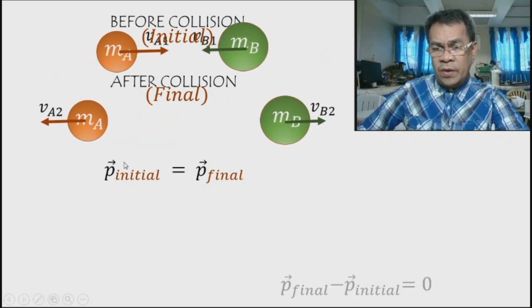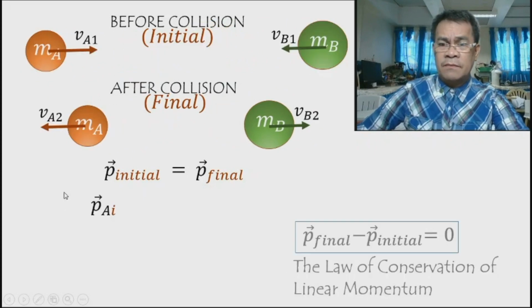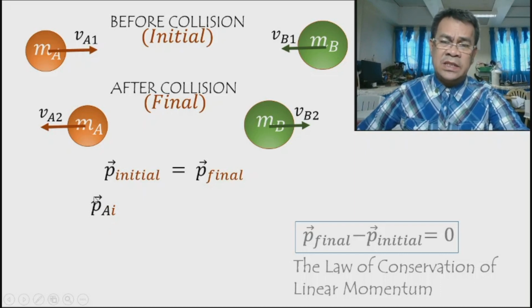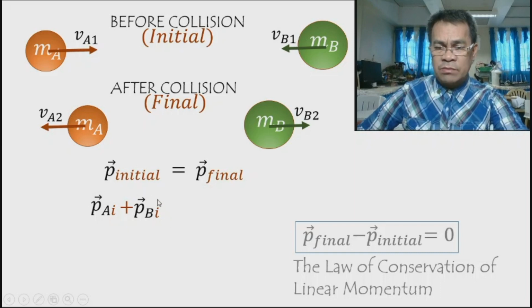So therefore, we can say that the total initial momentum should be what? The initial momentum of A, mass A times velocity, representing PA initial. So this is the initial momentum of object A. It should be added to the initial momentum of the object B, plus momentum of B, PB initial. So there are only two objects that collide. Therefore we have the momentum A initial plus momentum B initial.